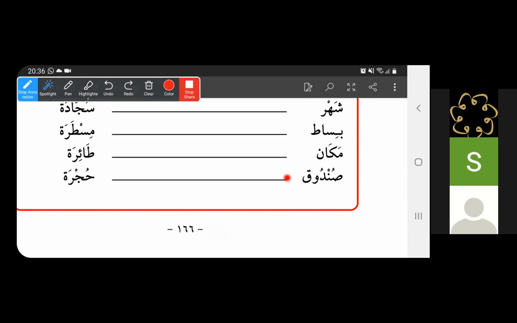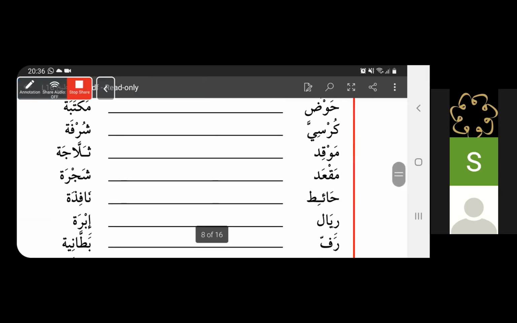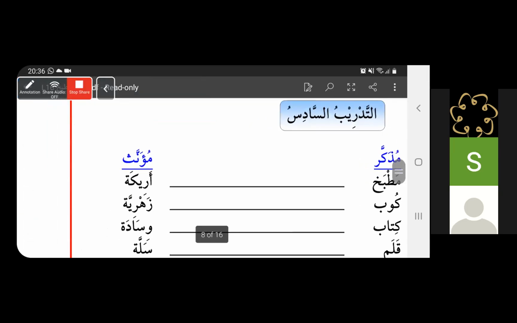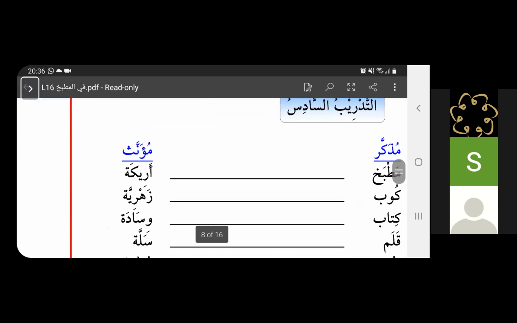Yes. صندوق, the treasure box. نعم, صندوق is the box. Any box is صندوق. So, makan, maybe you are in the office, maybe you are in your house, maybe you are out for an outing. Anywhere you are, it's your makan. When أين مكان? Where is your place? The place where you are present.